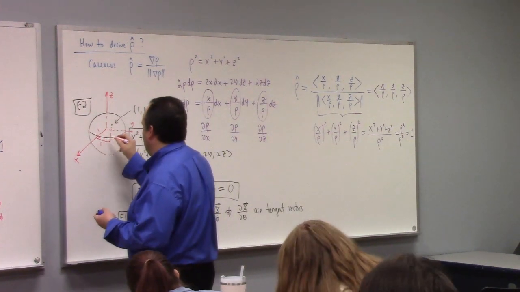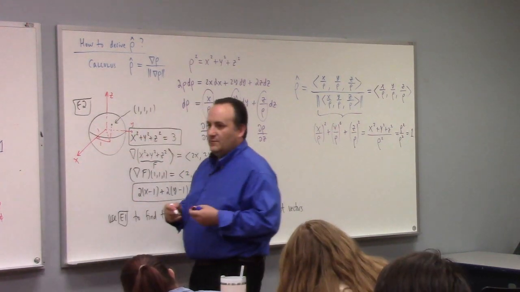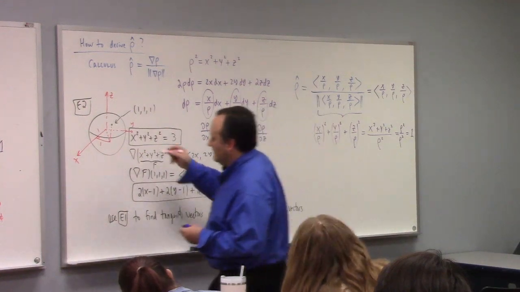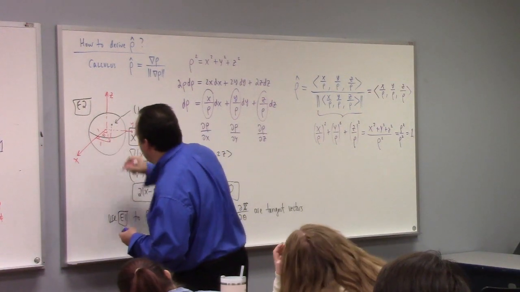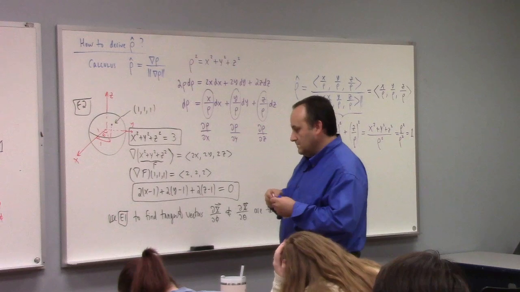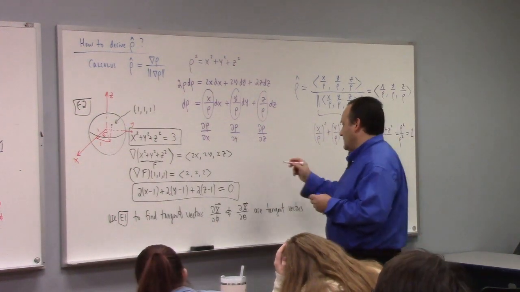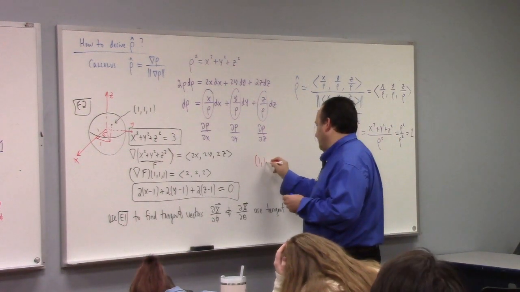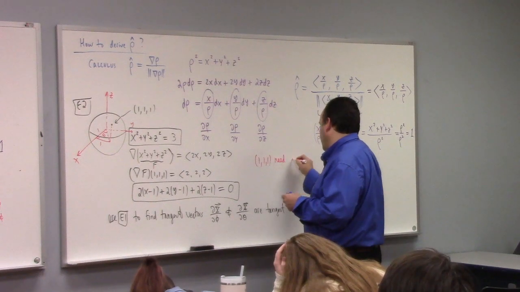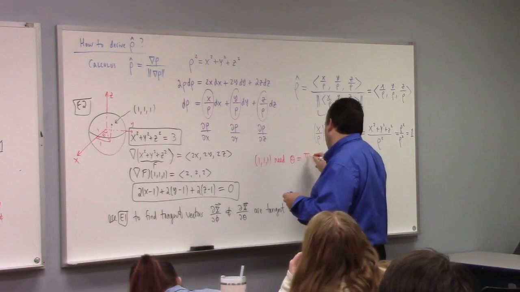So there's this right triangle. It's got equal length sides. What's that angle then? That angle's theta, right? So to get (1, 1, 1), we need theta equals pi over 4, all right?